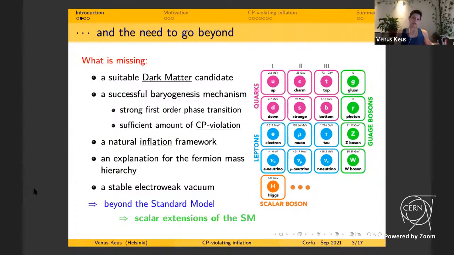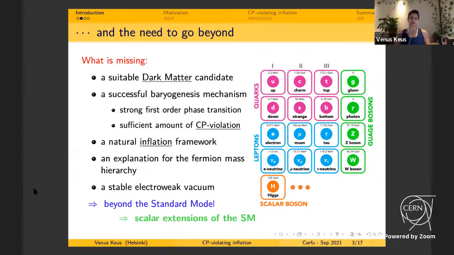As well in agreement as the standard model is, we know that it's not the complete theory of nature, because there are many aspects of nature that the standard model fails to address. The ones that I'm going to base my talk on are the fact that there is an insufficient amount of CP violation in the universe to produce the observed amount of matter-antimatter asymmetry, the fact that the standard model doesn't have an inflationary framework in a satisfactory way, and the fact that none of the particles of the standard model are suitable dark matter candidates.